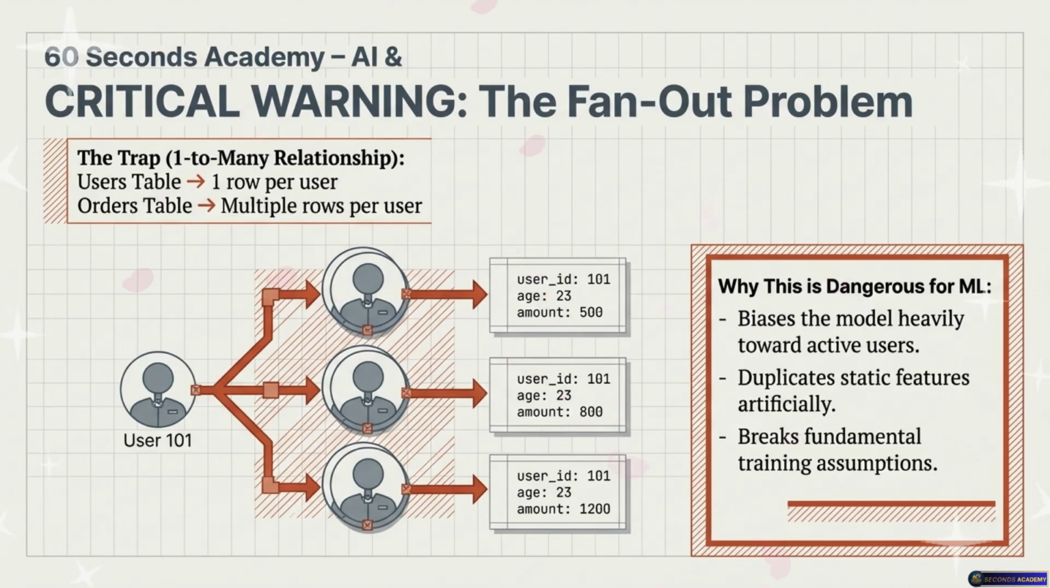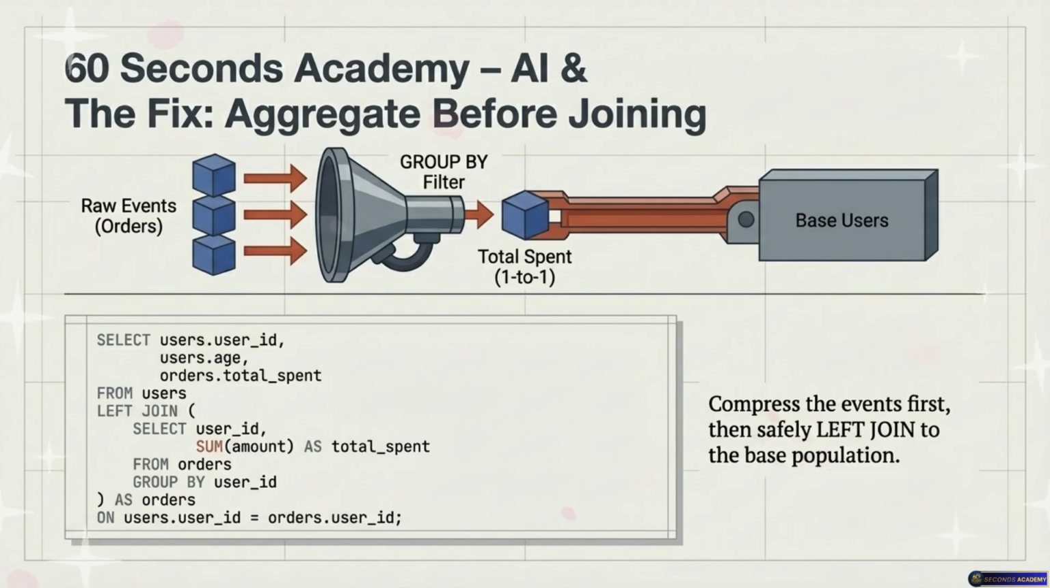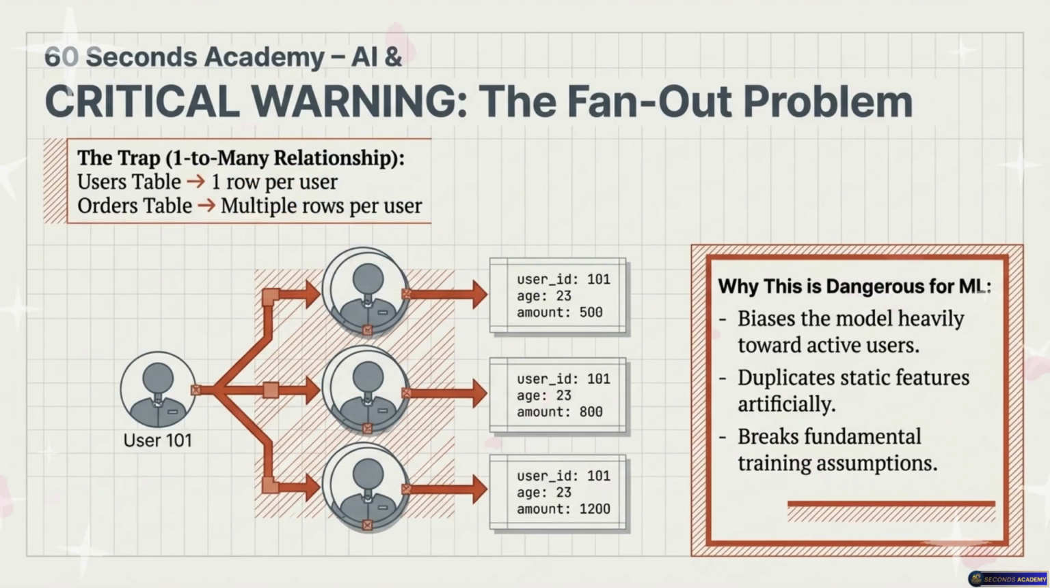Wait, so if I don't aggregate first, my machine learning model will literally be tricked into thinking I have 3 identical 23-year-old users instead of just one highly active 23-year-old. Does the database just randomly pick one of the orders to attach, or does the query crash? Neither. It does something much more insidious. It duplicates the user. Oh, no. The database engine creates a new row for every single match it finds. Your resulting feature matrix will suddenly have 3 separate rows for user 101. The matrix fans out and becomes exponentially larger than your actual base population.